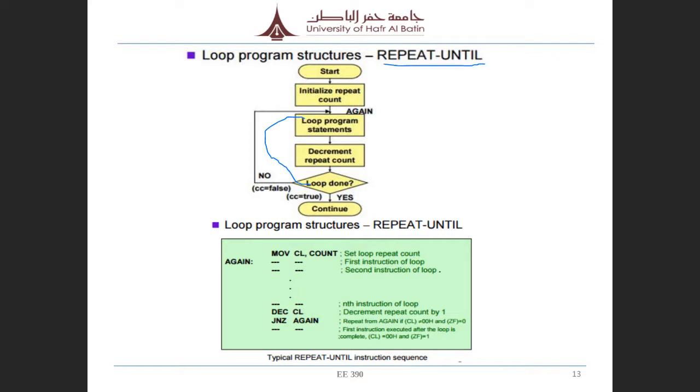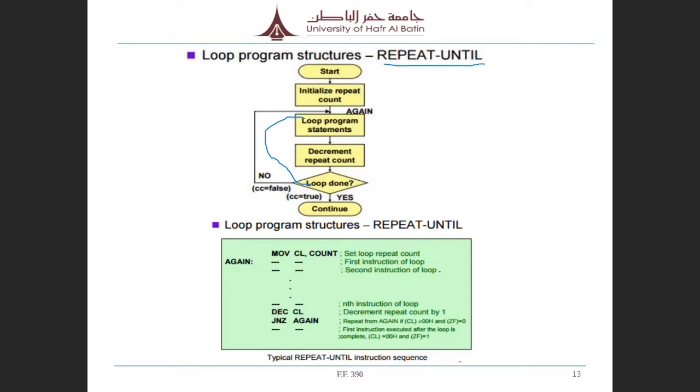The counter is initialized first, and then at the end of the loop, the counter value is reduced by 1, and then you check. If it is not 0, it will continue the loop. If it is 0, then it will go out of the loop. Let's see the example.